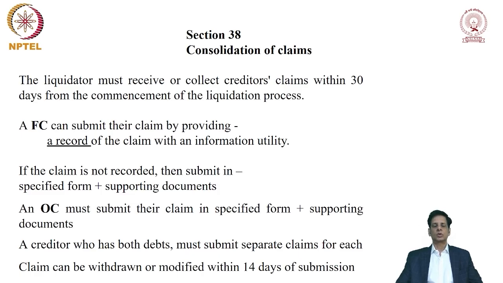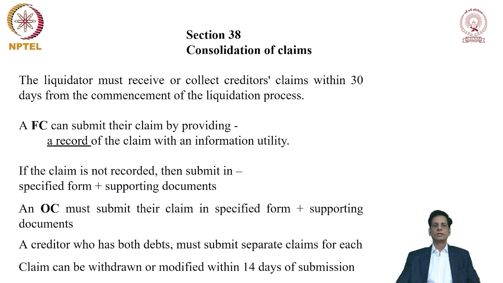This talks about consolidation of claims. What do you mean by that? Claims are of two types. Number one, I can claim in the capacity of a financial creditor. Number two, I can claim in the capacity of an operational creditor. How should I claim if I'm a financial creditor? How should I claim if I'm an operational creditor? And sometimes it is possible that a certain agency can be both a financial creditor and an operational creditor. Then how should I claim? All of that is written clearly on this slide. Let's go forward to understand.